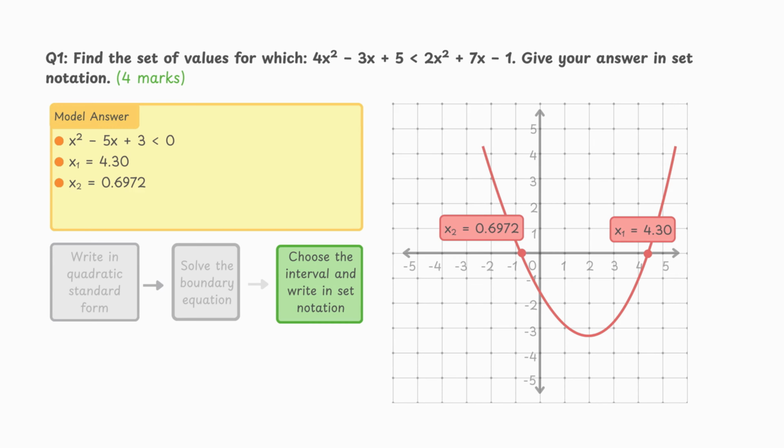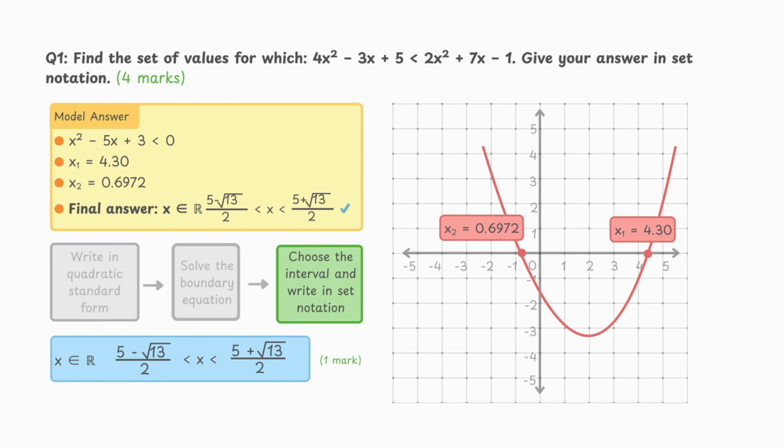So the final answer is x belongs to the real numbers, such that 0.6972 is less than x is less than 4.30. Take a moment to check this carefully. The graph is below the x-axis between the roots, and that matches the inequality. This is how we choose the correct interval and write the solution clearly in set notation.